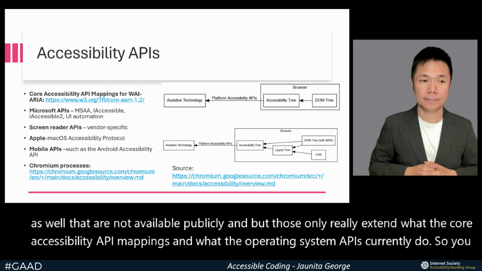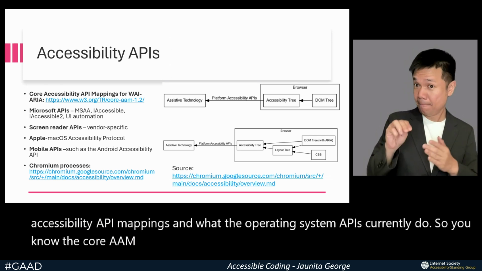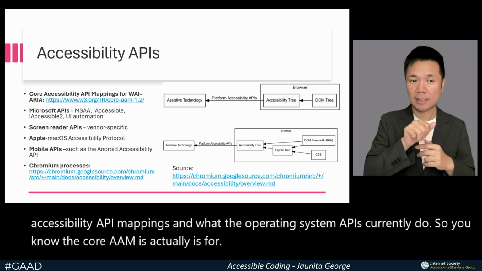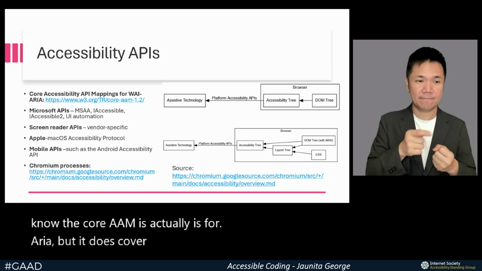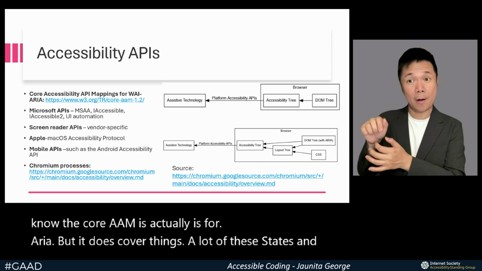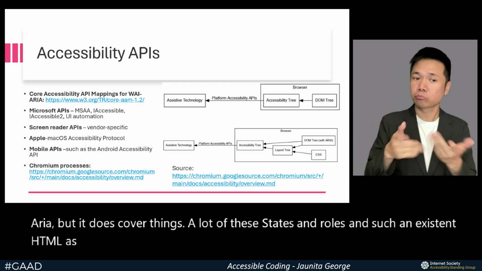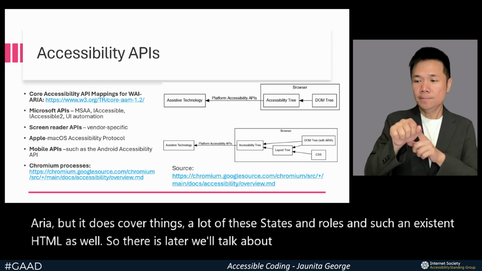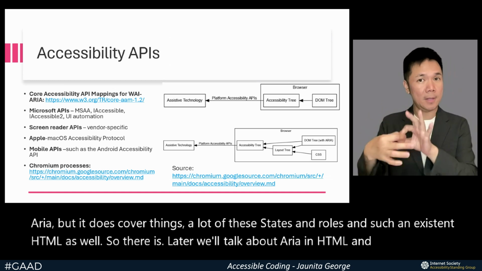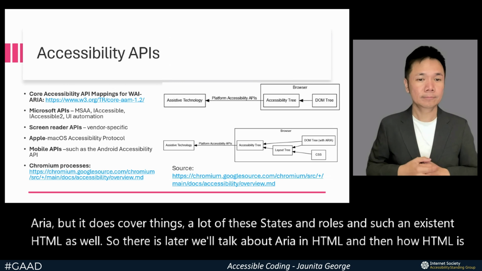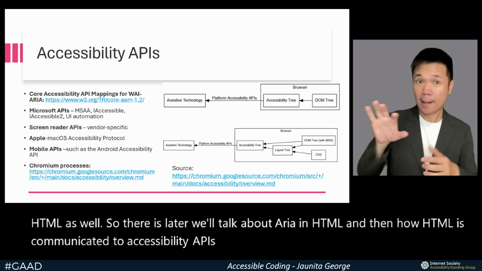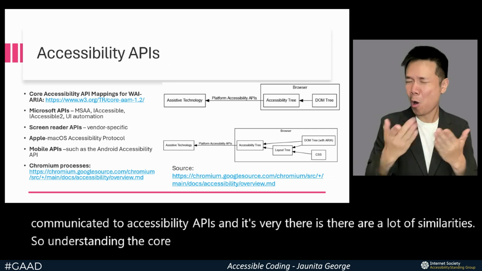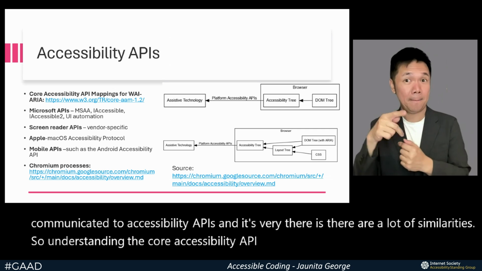The core AAM is actually for ARIA, but it does cover a lot of these states and roles and such that exist in HTML as well. So later we'll talk about ARIA in HTML, and then how HTML is communicated to accessibility APIs. And there are a lot of similarities. So understanding the core accessibility API mappings will help you understand all of that.